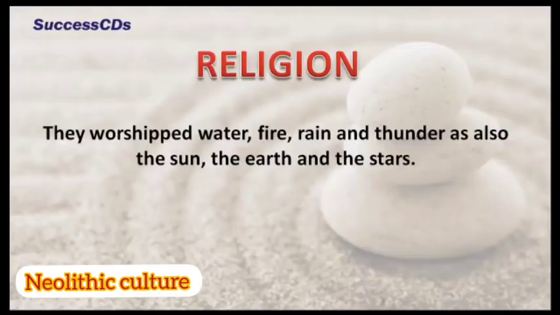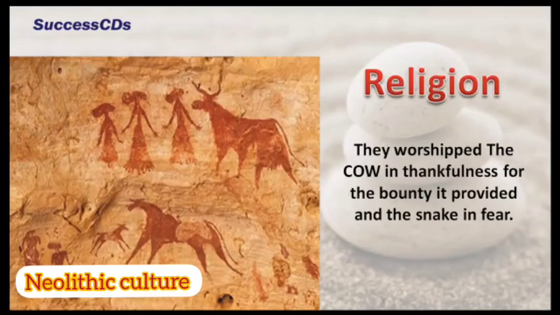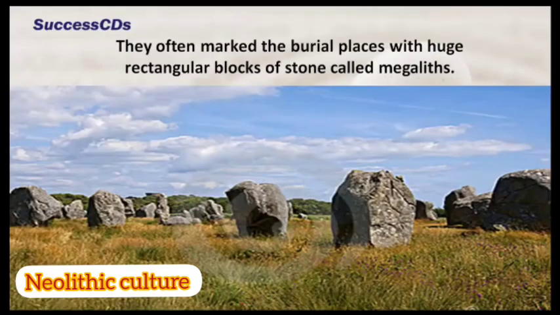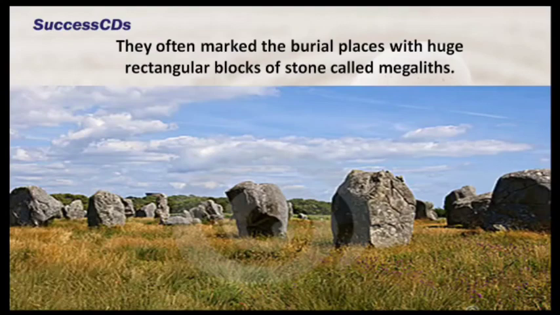They worshipped water, fire, rain, and thunder, as also the sun, the earth, and the stars. They worshipped the cow in thankfulness for the bounty it provided, and the snake in fear. They buried their dead, sometimes in urns too, along with objects they would use during their lifetime. It showed that they believed in life after death. Cremation was also practiced. They often marked the burial places with huge rectangular blocks of stone called megaliths.